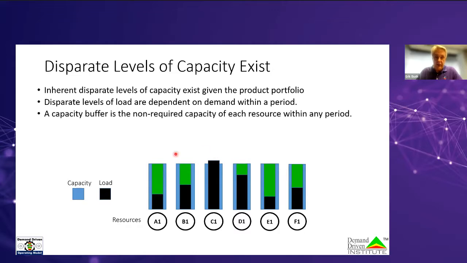So you can think about the capacity buffer as the gap between the load and the amount of capacity a resource has. And the more of this you have, the better, obviously. Some would say, well, there's a limit to that because then we're maybe using some of our resources inefficiently. We understand that. But not having any capacity buffers can be very, very detrimental to your production process.